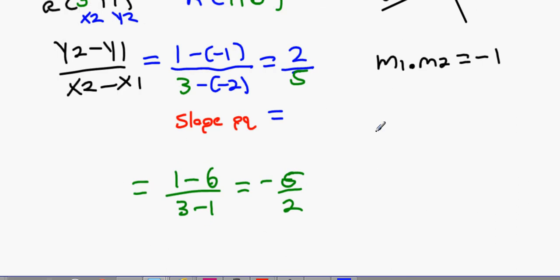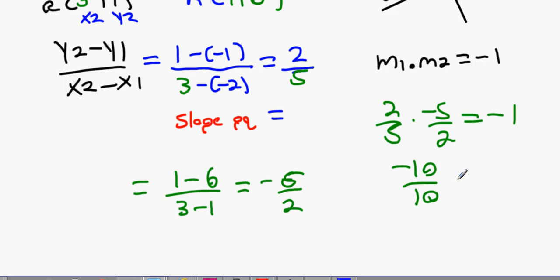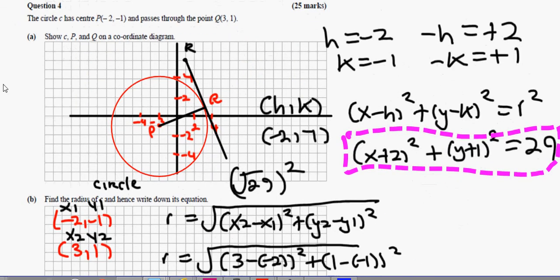So what we can do here is say that 2 over 5 multiplied by minus 5 over 2 equals minus 1. Then we got minus 10 over 10 equals minus 1, just by multiplying 2 by 5. Then we got minus 1 equals minus 1, hence they're perpendicular. Okay, so that's the end of that one there.